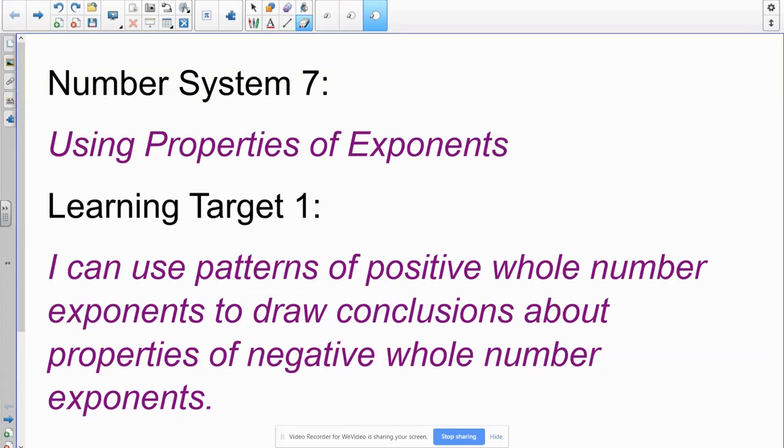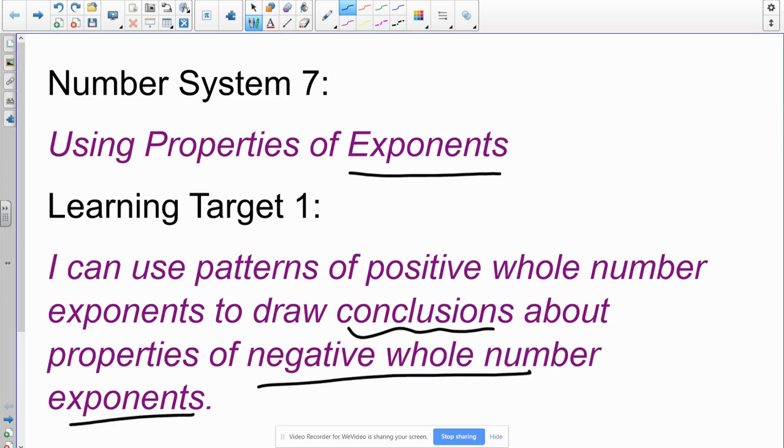Number Systems 7, using properties of exponents. So we're going to work with exponents in this power standard. The first learning target we're going to look at is: I can use patterns of positive whole numbers to draw conclusions about properties of negative exponents.